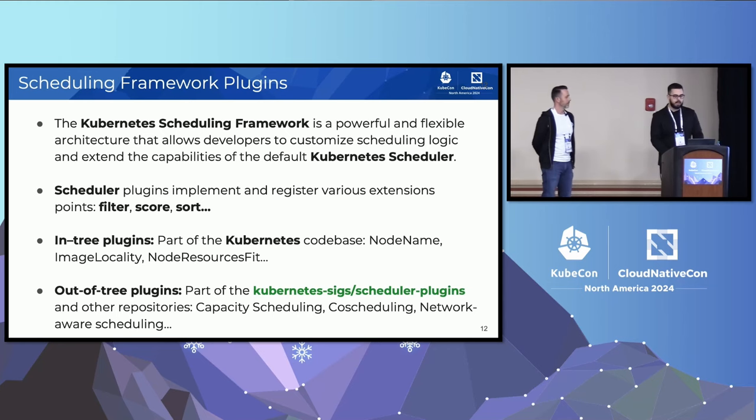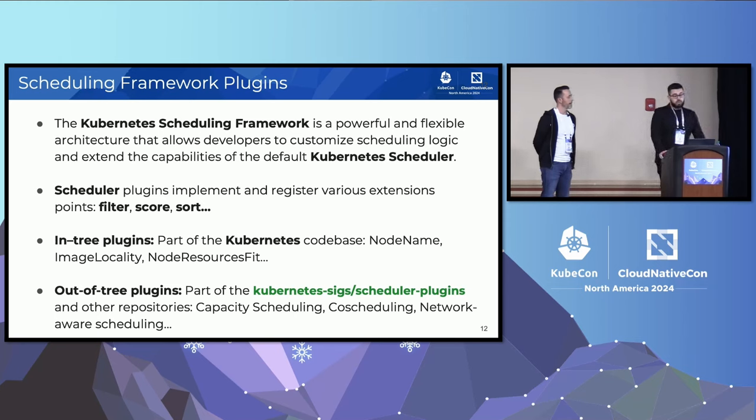Some of those plugins are the node name plugin for specific node placement. This is a filter plugin which, if a pod defines a node name, matches it with the nodes and filters out the rest. There is an image locality plugin, which prioritizes cached images. That's a scoring plugin which will assign higher scores to the nodes which have the Docker image cached that the pod wants to execute. There is the node resources fit plugin, which also does filtering and scoring and ensures a node has the resources available that the pod requests.